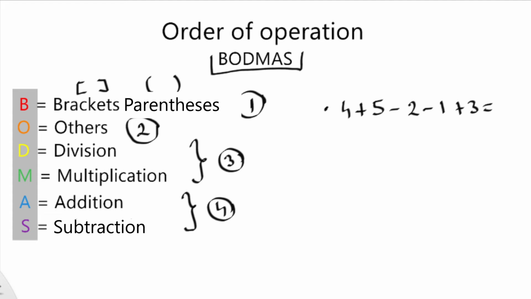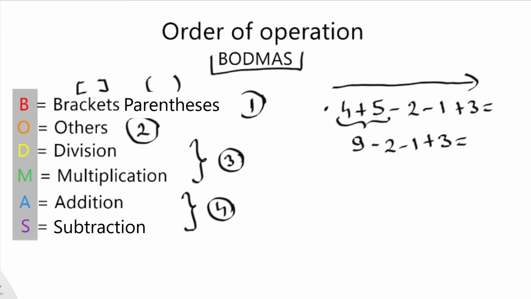If not, keep watching. Again, addition and subtraction, they are the same level, so if you don't know with which one to start first, the rule is simple. Left to right. So we're gonna do the first two, which is 4 plus 5, 9. Keep everything else the same. Minus 2, minus 1, plus 3.